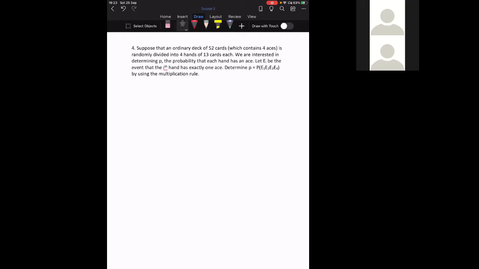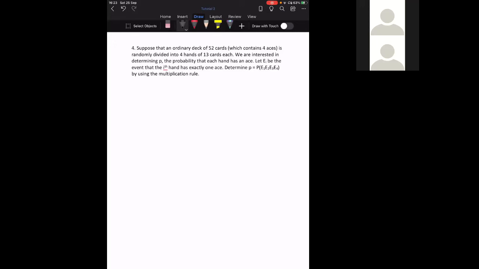Let E sub I be the event that the ith hand has exactly one ace. Determine P equals probability of E1 intersection E2 intersection E3 intersection E4 by using the multiplication rule. So what we really need is looking at it from an intuitive angle first. We want the probability that, so the deck is randomly divided into 4 hands. We want each hand to have exactly one ace.